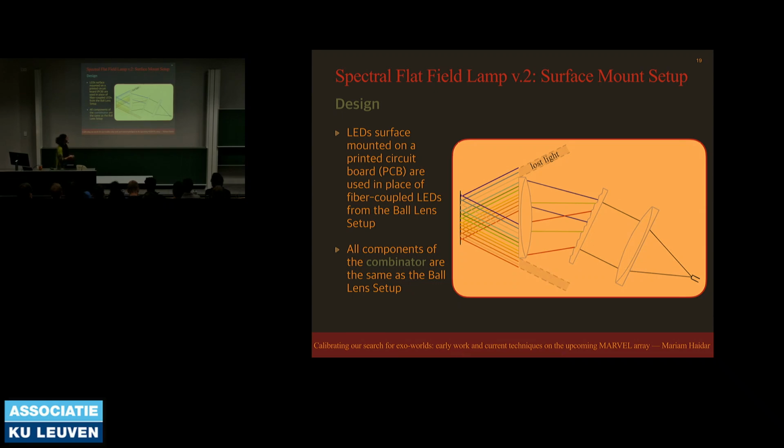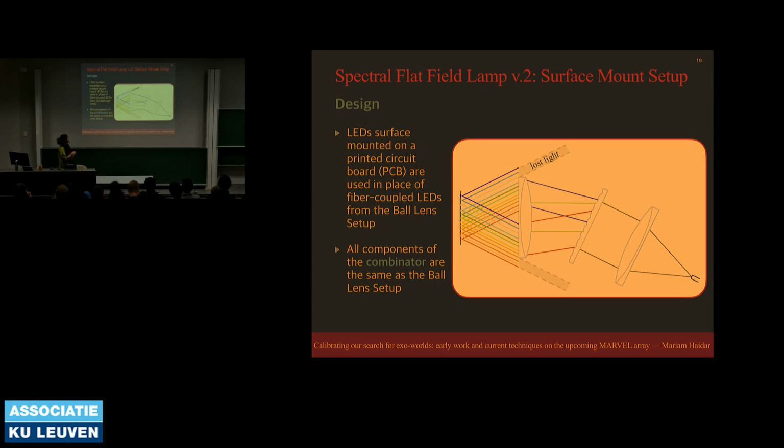So here we have version 2, where the combinator is the same concept, except here, rather than using fibers, we decided to use surface mount LEDs and put them on a circuit board, spacing them out so that the light would align with where the location of the peak wavelength should be, based on how it refracts through the series of optical components. That was all theoretically determined and measured out beforehand.